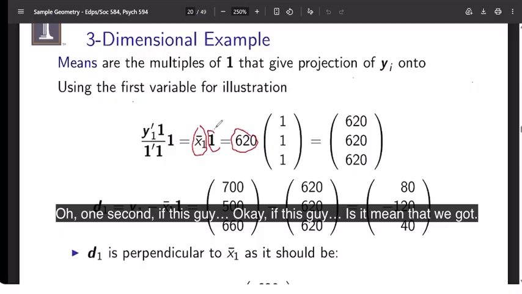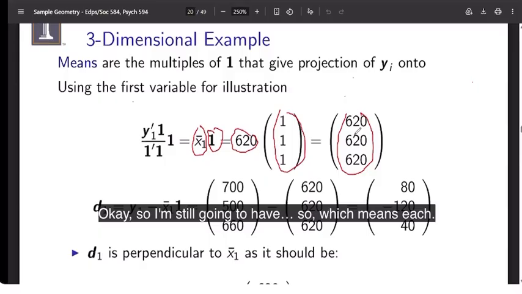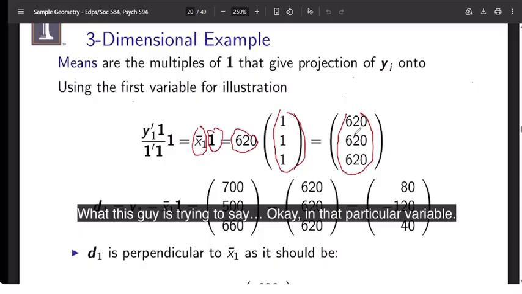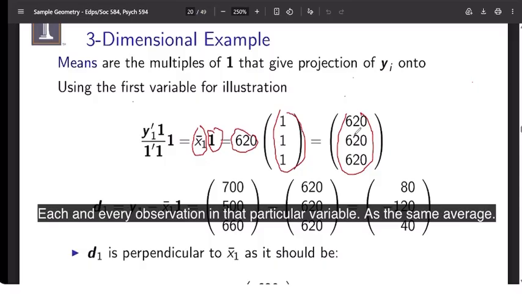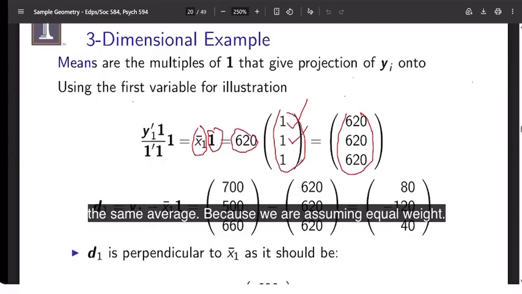geometrically, there's a one here. This particular one here is talking about this guy. So which means each and every observation in that particular variable has the same average. I'm going to say that again. Each particular observation within that variable has the same average because we are assuming equal weight to all of them. And that's why you're having 620, 620, 620.